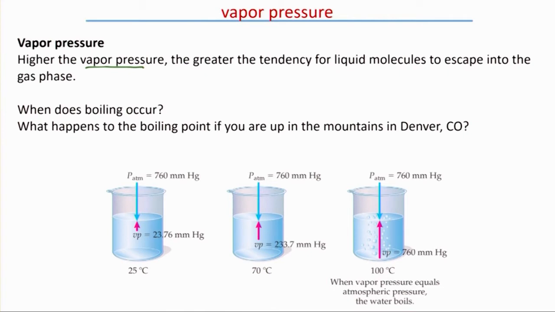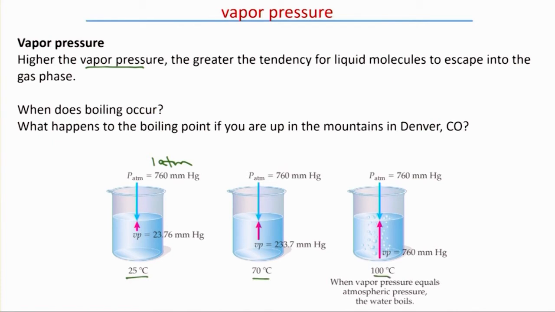There are 3 different beakers, and all of them have these dueling arrows, if you can see that. All of them have an arrow pointing down, and this is due to the atmospheric pressure. At sea level, the atmospheric pressure is 1 atmosphere, which is 760 millimeters of mercury. Now, you can see that the temperature is related to the vapor pressure. As you increase the temperature, the vapor pressure goes up. So here's the beaker at 25 degrees, 70 degrees, and then 100 degrees Celsius.